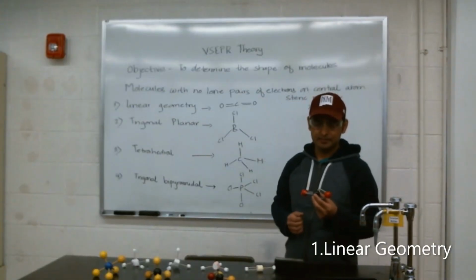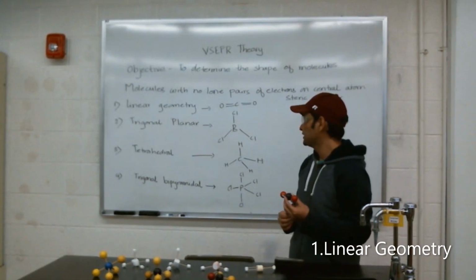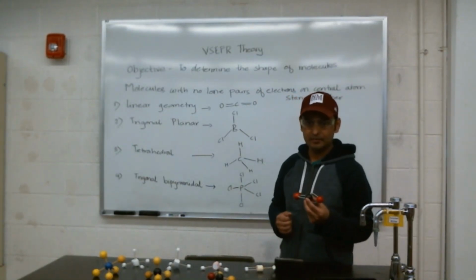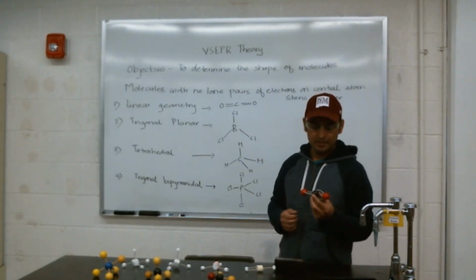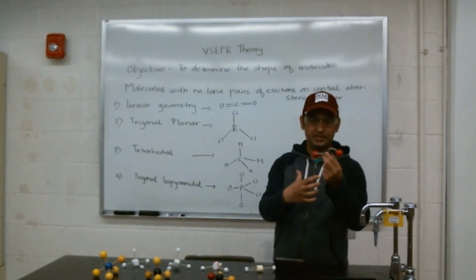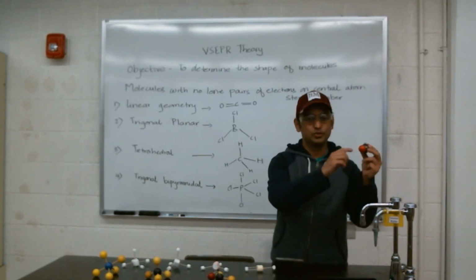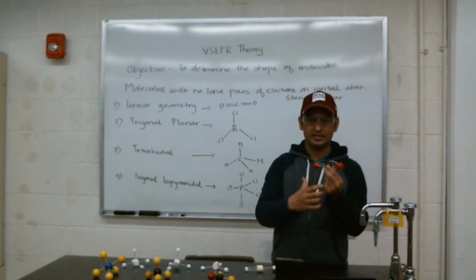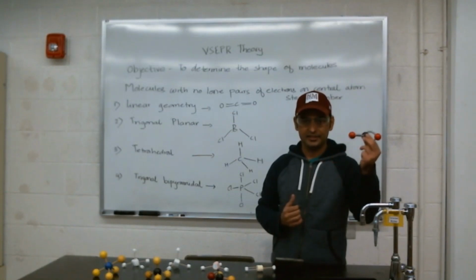The first example is the linear geometry. The example is the carbon dioxide molecule we have taken. There are 2 oxygen atoms here. They are connected to this central carbon atom. The angle here is 180 degrees. This is the example of a linear molecule.